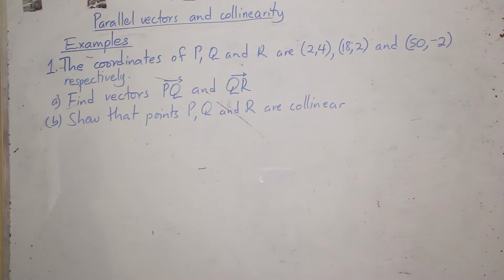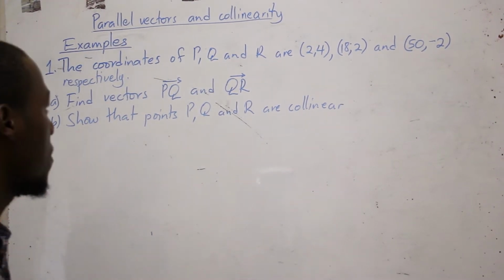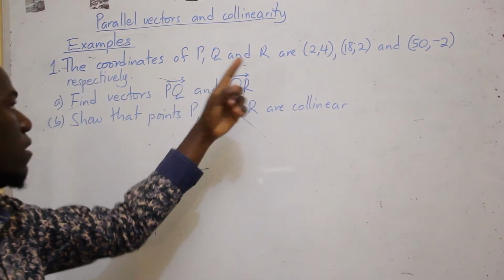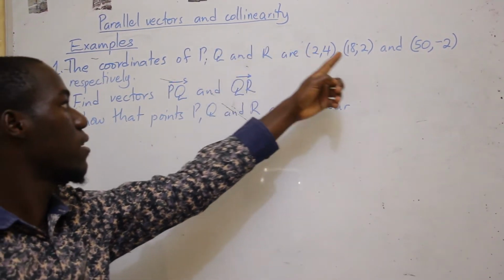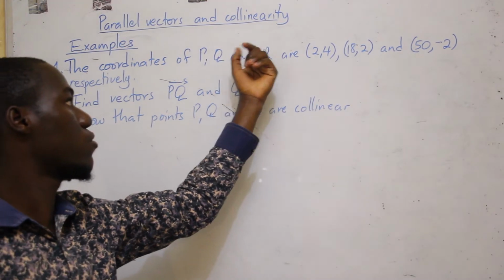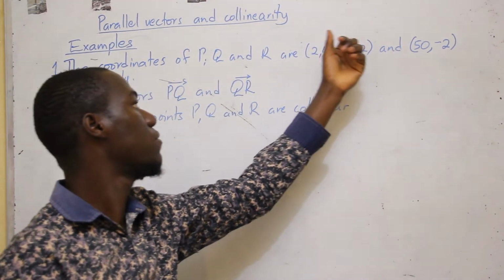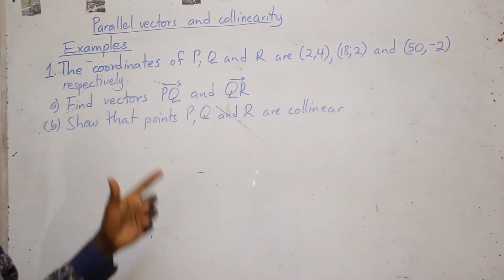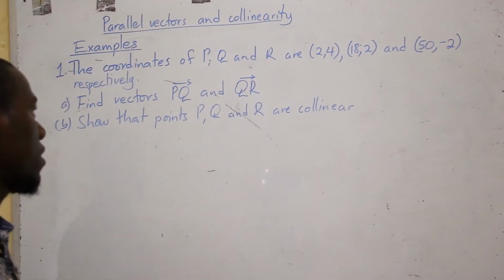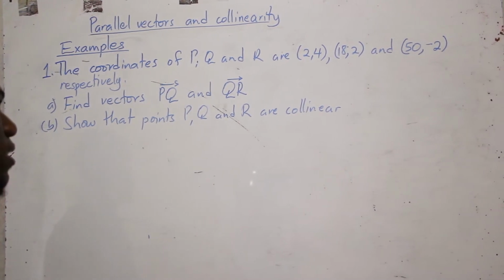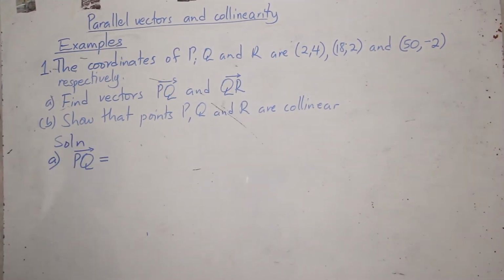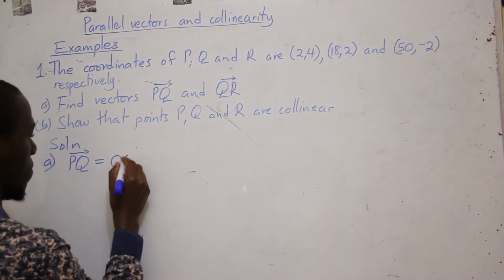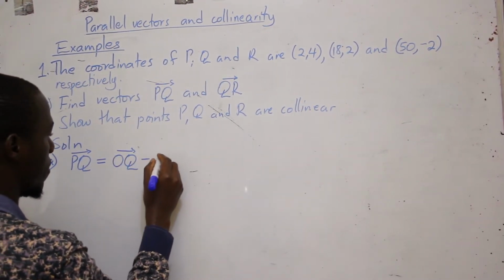Our example 1: the coordinates of P, Q, and R are those ones there respectively. That means that this belongs to P, 18, 2 belongs to Q, and 50, negative 2 belongs to R. So they are telling us in part A to find the vectors PQ and QR. Using the idea of position vectors, PQ is going to be OQ minus OP.